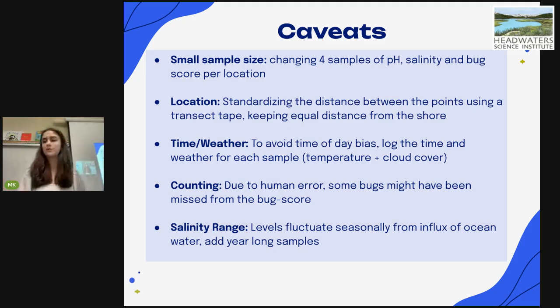We would also log the temperature and the cloud cover for each of our locations because as the day went on, the sun came out, and that could have also affected the macroinvertebrates that we saw. And we would also, because of the human error, some of the bugs might have been missed from each of the sediment scoops that we saw, and some of them didn't even show up on the bug score pollution chart. As we said before, the salinity levels of the lagoon change seasonally, so it would be helpful to add year-long samples.